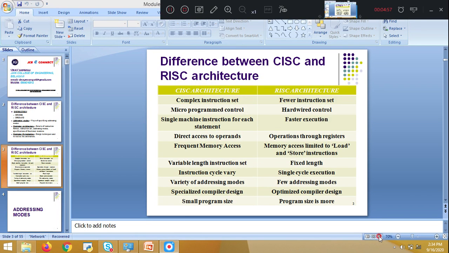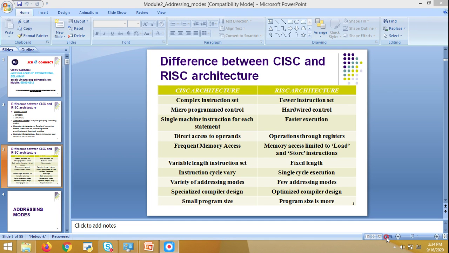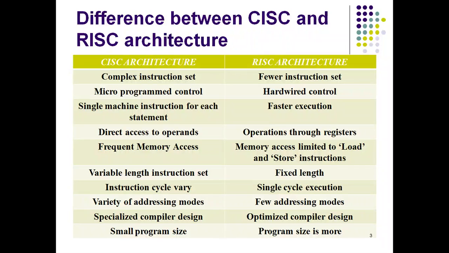So as we are speaking of, the goal here is nothing but to provide a single instruction set. That is, in CISC architecture, it will be giving a single machine instruction for every statement. For each statement, like as I told, for add, it will be giving only one machine instruction.